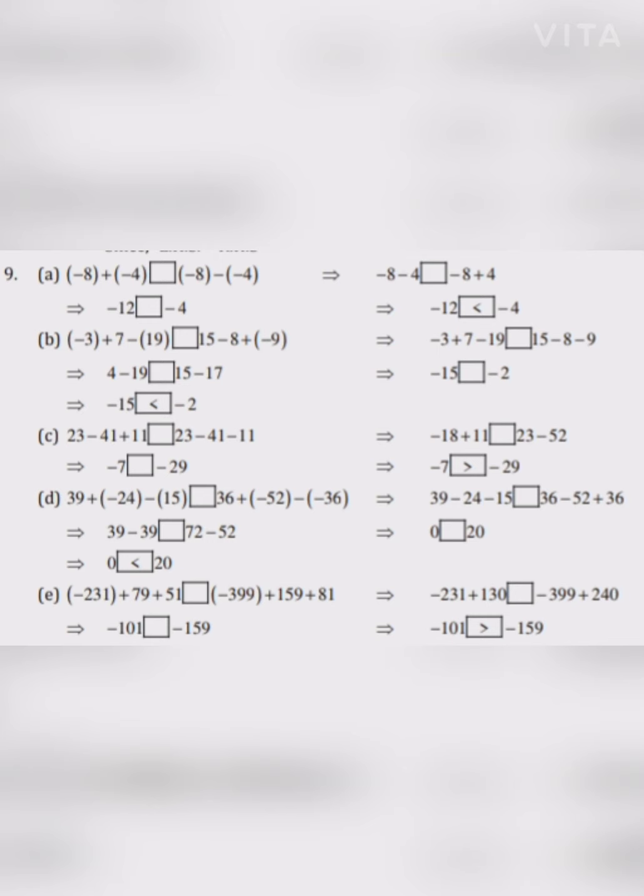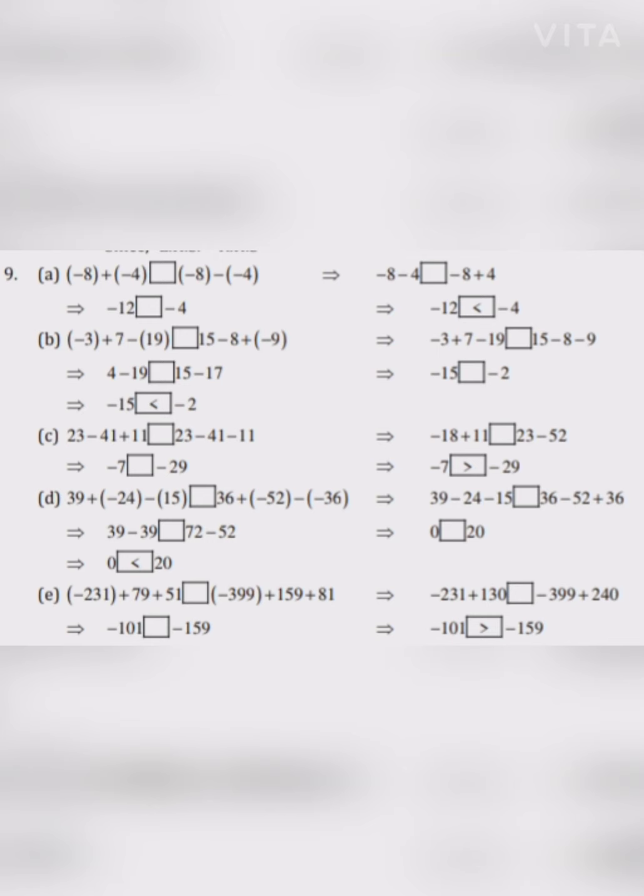Our second part is minus 3 plus 7 minus 19 box 15 minus 8 plus minus 9. Minus 3 plus 7 minus 19 box 15 minus 8 minus 9. 4 minus 19 box 15 minus 17. Minus 15 box minus 2, since minus 15 is less than minus 2.